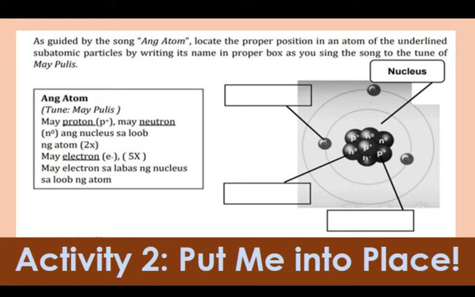May proton, may neutron ang nucleus sa loob ng atom. May electron sa labas ng nucleus sa loob ng atom.